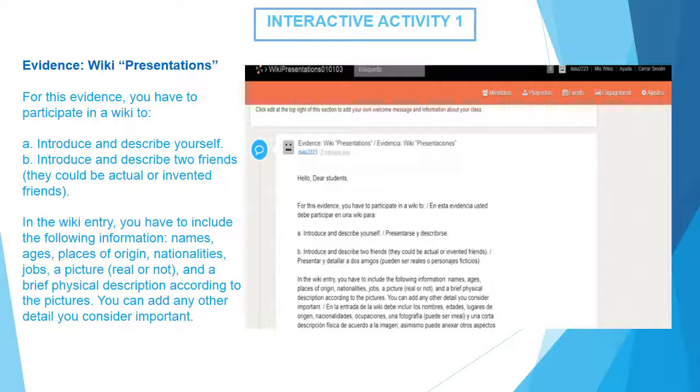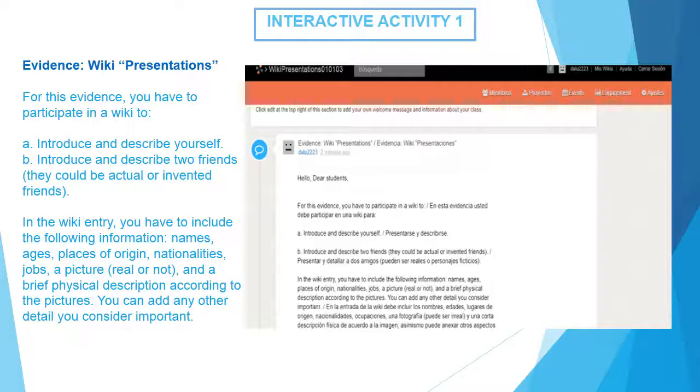In this activity, the student has to enter the wiki and include the following information: names, ages, places of origin, nationalities, jobs, a picture, which can be real or not, and a physical description according to the pictures. And you can add any other detail you consider important.